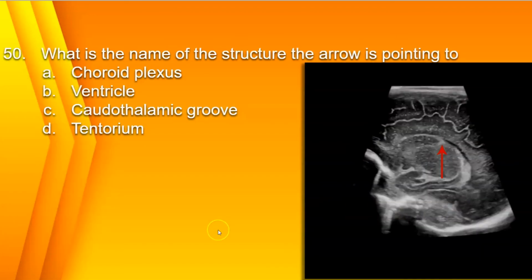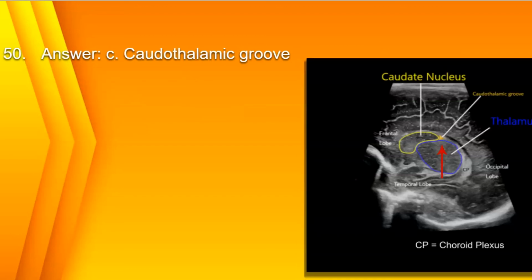All right, number 50. What is the name of the structure the arrow is pointing to? A, choroid plexus. B, ventricle. C, caudothalamic groove. Or D, tentorium. The answer is C, caudothalamic groove.